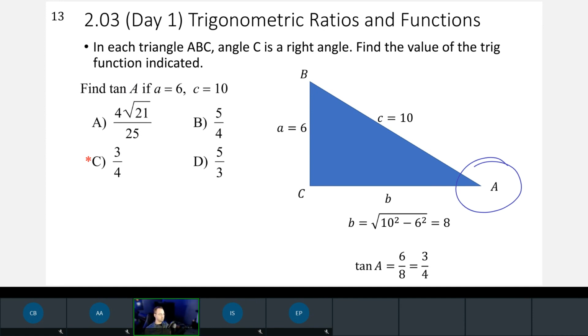Because tangent, I saw this on your TGA last unit. Some people would write tangent, but then they wouldn't do opposite over adjacent correctly. I don't know what their thought process was. But this right here is your opposite, this side right here is your adjacent, and this, of course, is your hypotenuse. Adjacent means next to. So labeling stuff really goes a long way.